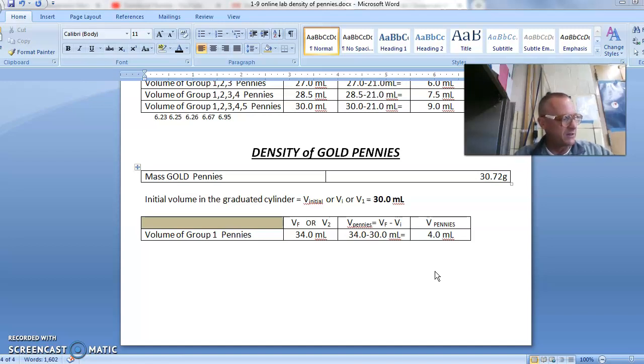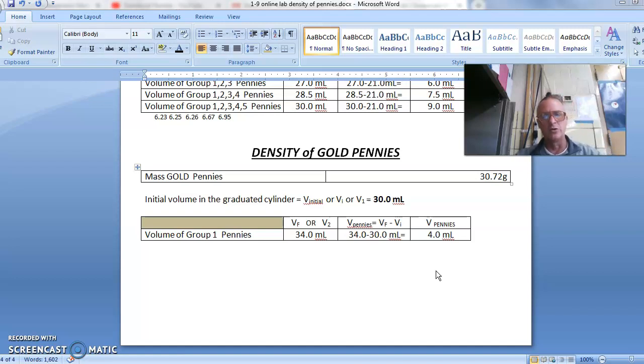If on your calculator you take 30.72 and divide it by 4, oh my, it'll be a disappointing 7.68 grams per milliliter.